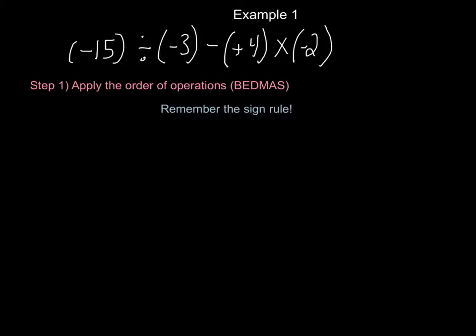Now one thing I do want to say before we even start out is that these brackets around the negative 15, negative 3, and so on, are not really brackets. They're just there so that we know this is a negative 15, this is a negative 3, this is a positive 4, and this is a minus 2. If we didn't have that, we'd have signs that weren't separated. That's the only reason why they're there.